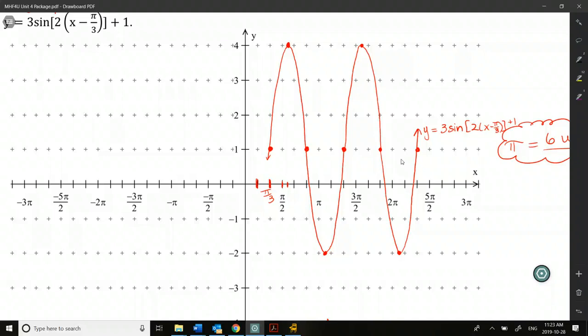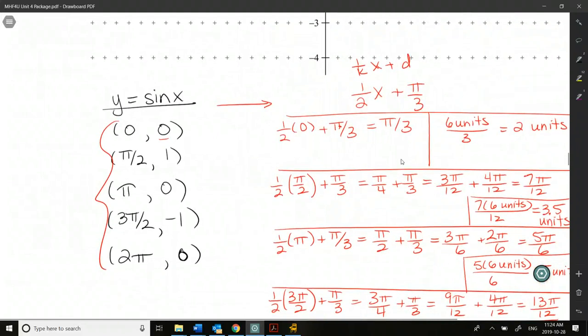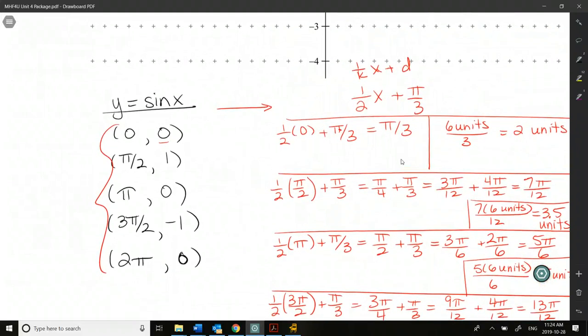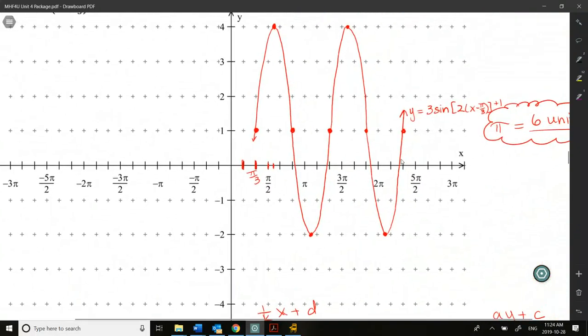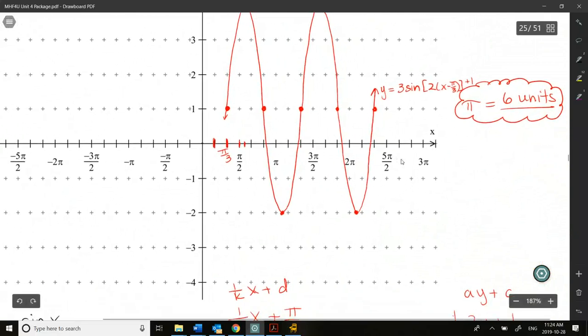Okay, and I would also like to graph our parent function here, so 2 cycles of the parent function. So just using these points down here, and we'll also extend it into the negative section. So I'm going to graph the points 0, 0, pi over 2, 1, pi, 0, 3 pi over 2, negative 1, and 2 pi, 0.